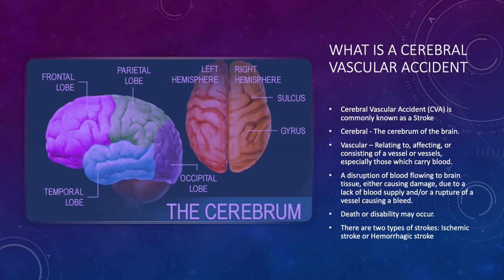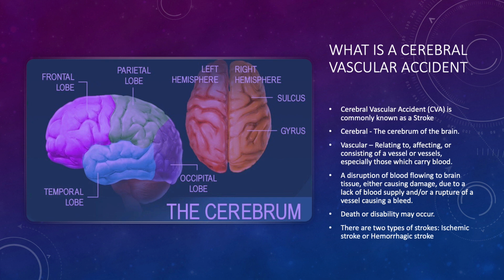What is a cerebrovascular accident? A cerebrovascular accident is defined as a disruption of blood flow to the brain. This disruption can be due to a blockage leading to a lack of blood supply, or a vessel rupture, causing a brain bleed. When the brain is deprived of oxygen and nutrients, brain cells begin to die, potentially leading to disability or death.